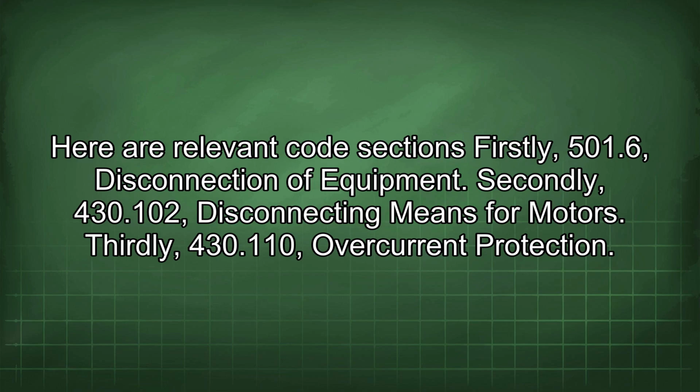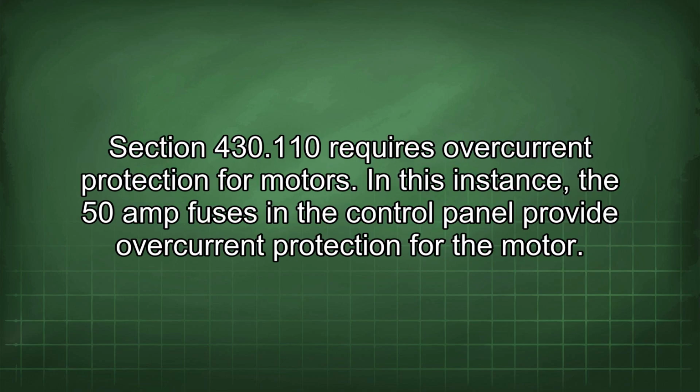Firstly, 501.6 disconnection of equipment. Secondly, 430.102 disconnecting means for motors. Thirdly, 430.110 overcurrent protection. Section 430.110 requires overcurrent protection for motors.